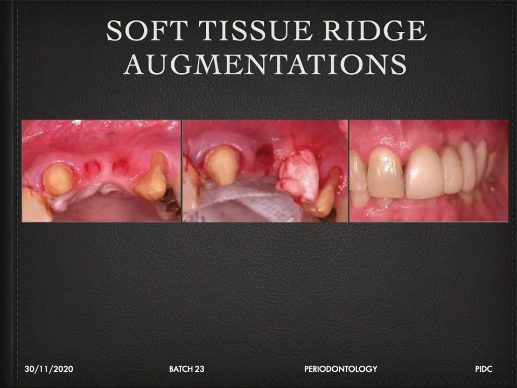Next is soft tissue ridge augmentation. For soft tissue ridge augmentation, again you can use the AlloDerm.